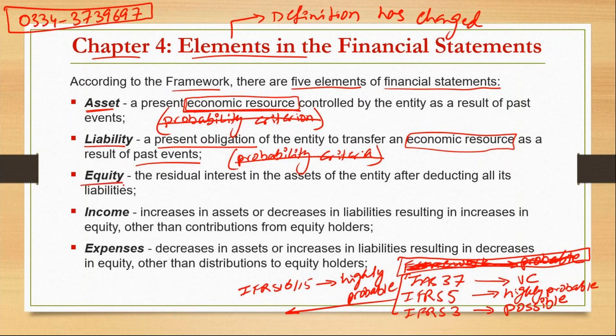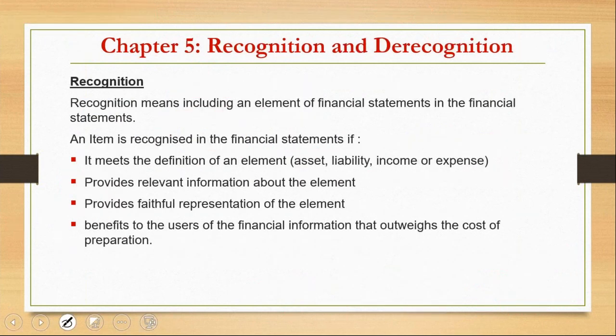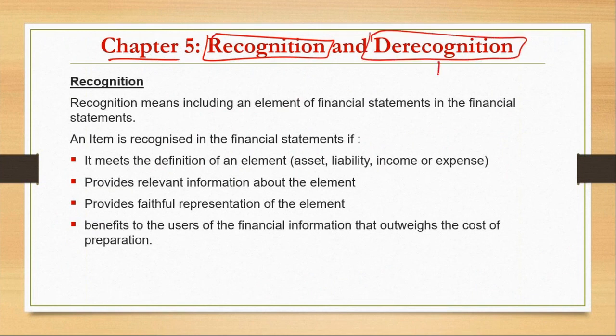Now, if we talk about equity, income, and expense, these three definitions are the same as the old framework. So there is no change in this. This is entirely same as the previous framework. Now, chapter number 5. Chapter 5 talks about the recognition and de-recognition. As per the previous framework, de-recognition is something which is new, and recognition criteria have actually changed as compared to the previous framework.